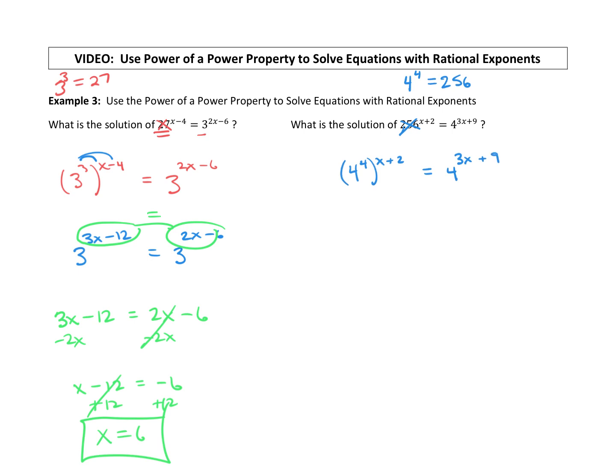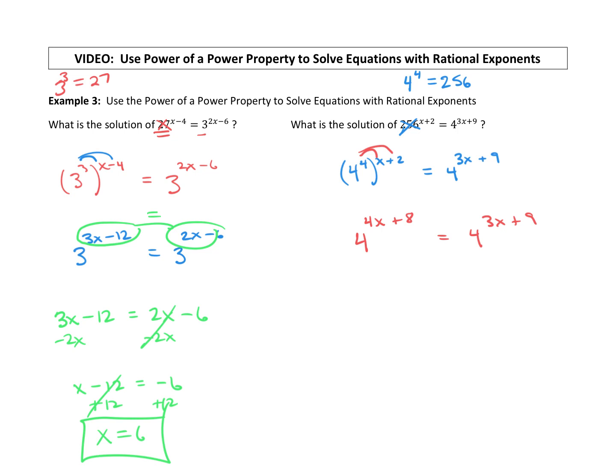And now we have a little simplifying to do over here. We will multiply that 4 times the other exponent. So we have 4 to the 4x plus 8 equals 4 to the 3x plus 9. A little bit of mathematical manipulation goes a long way.